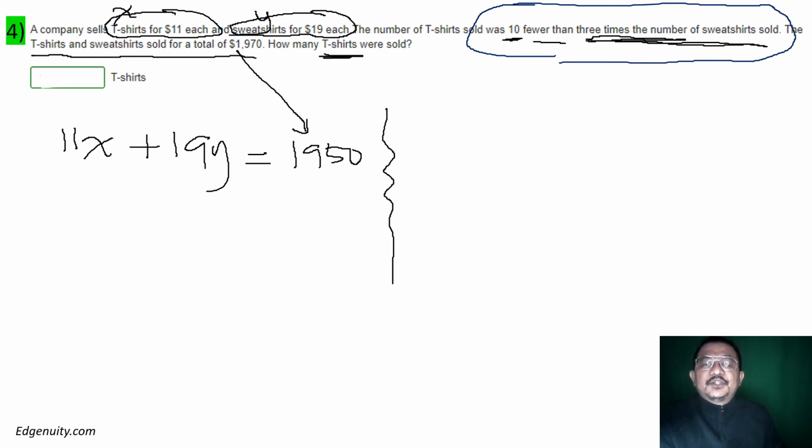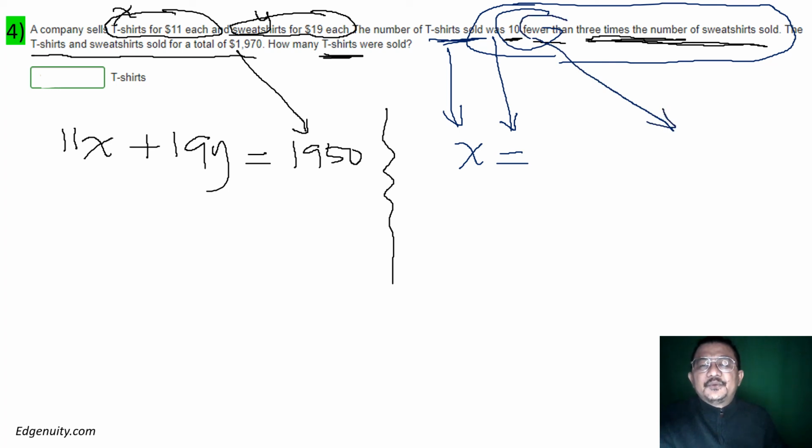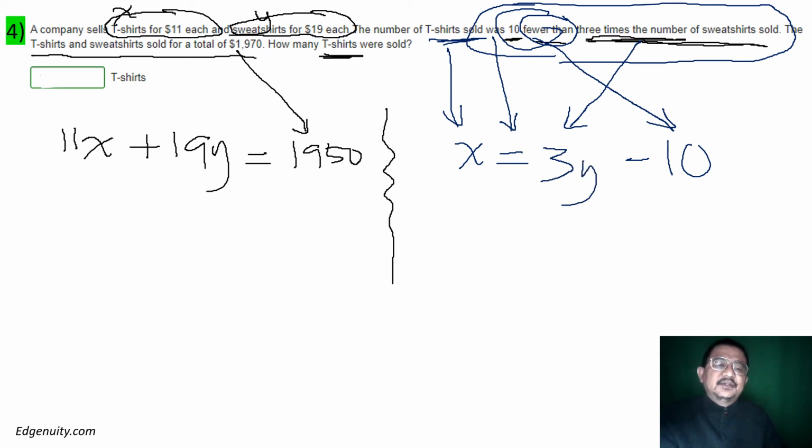The number of t-shirts sold, so the t-shirts is what? T-shirts is X. The number of t-shirts sold, X, was means equal, 10 fewer than. Whenever you see the words fewer than, they switch places. So minus 10, 3 times the number of sweatshirts. 3 times the number of sweatshirts is Y. There you go. Equation 1 and equation 2.